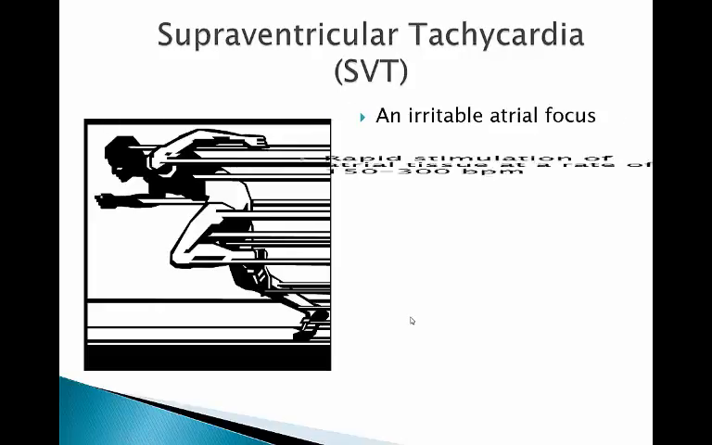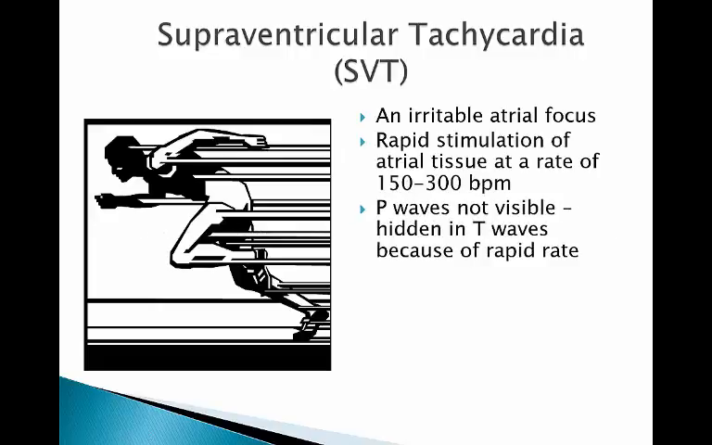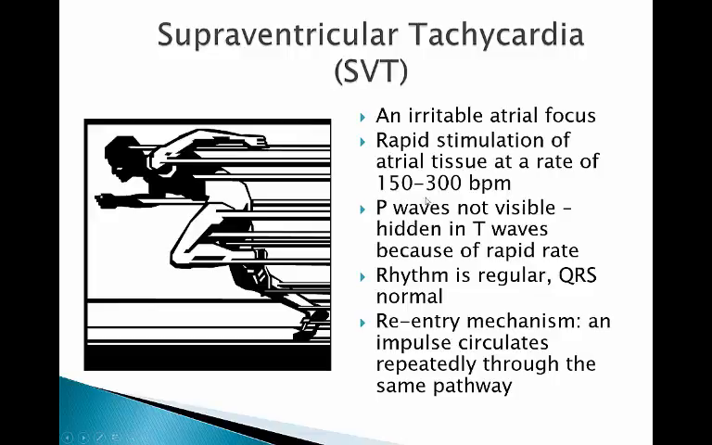Now, supraventricular tachycardia, on the other hand, is something completely different. Here we've got an irritable atrial focus, and it's stimulating the heart to beat at 150 to 300 beats per minute. Think about this for a second. Every time the atria beats, the ventricle wants to beat as well. So if your atrial tissue is sending out impulses at a rate of 150 to 300 beats per minute, your ventricle also wants to beat that fast, and that's a big problem because then we really have an issue with cardiac output.